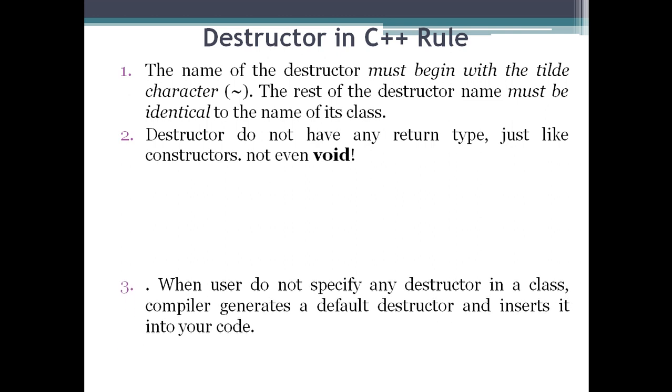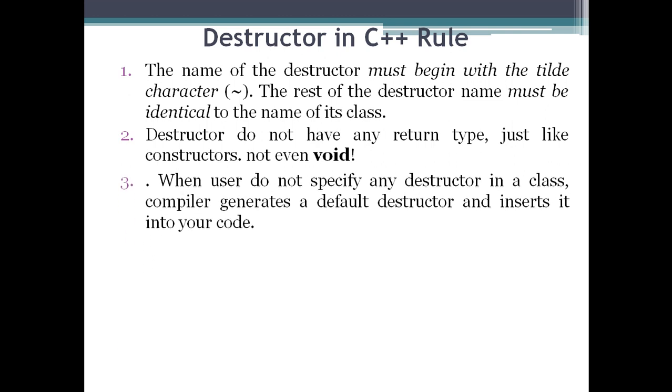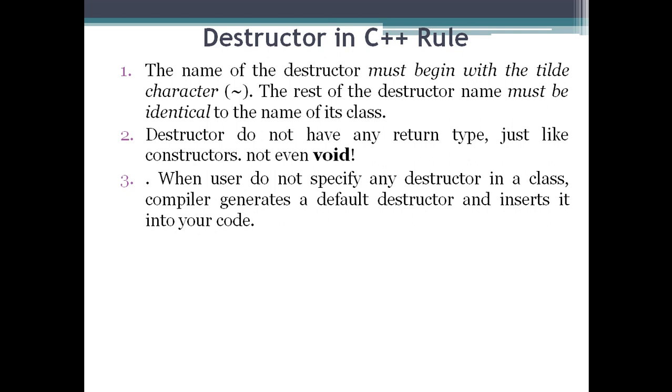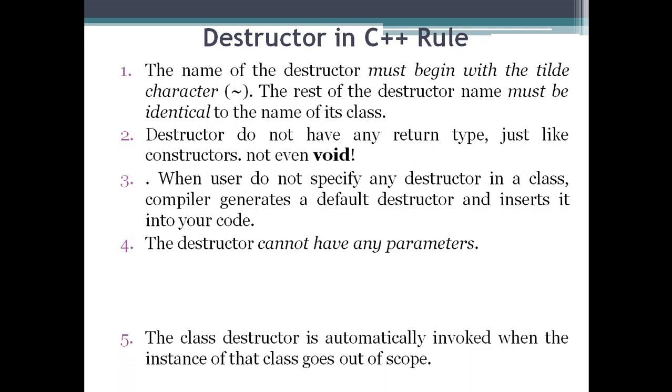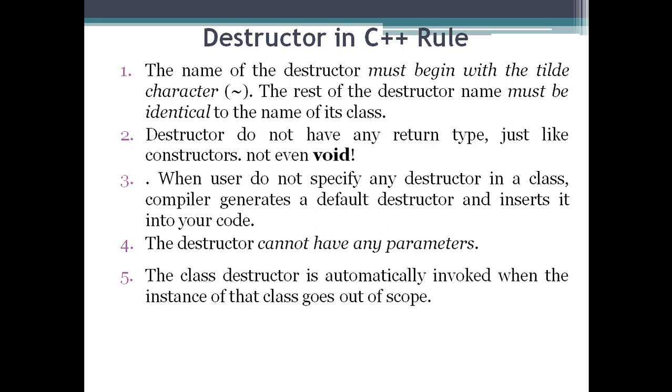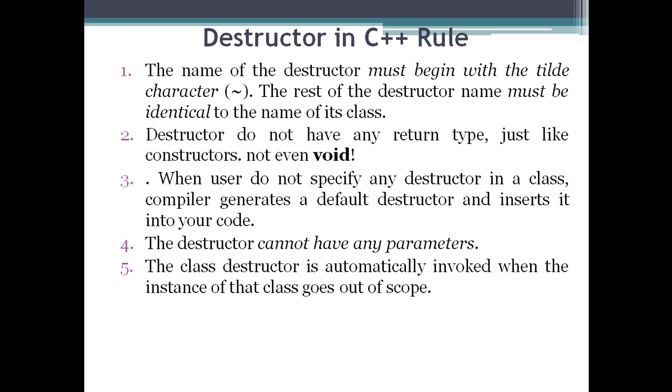And when the user doesn't specify any destructor in a class, the compiler generates a default destructor and inserts it into your code. Sorry, I said default constructor earlier; it generates a default destructor. Means once the execution is completed, the compiler allocates a default destructor to delete the memory within the code. Next, the destructor again doesn't have any parameters. The constructor may or may not have arguments or parameters, but the destructor never has any parameter.